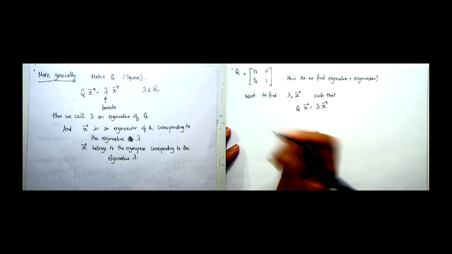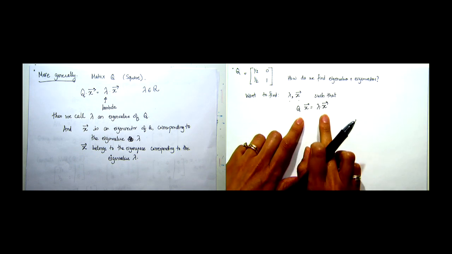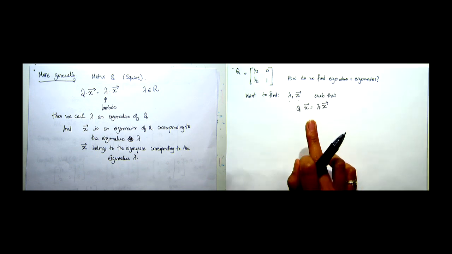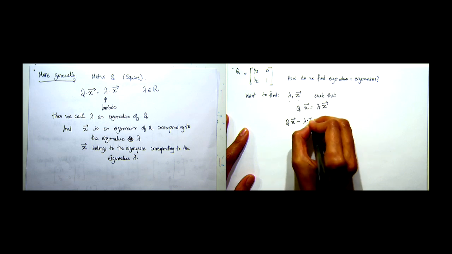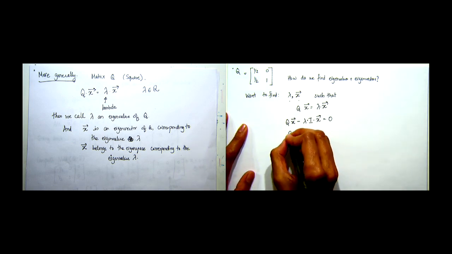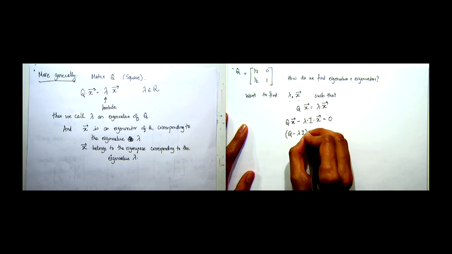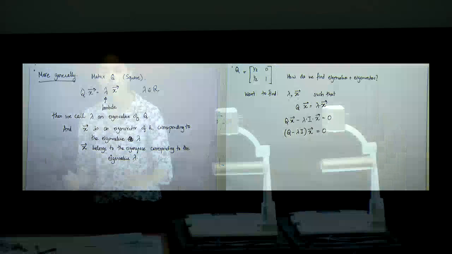So now what we can do is look at this and do the same trick that we did last time, right? We said, okay, there's x on both sides of this. We don't like that. So let's move the x's to the same side, and write this as q times x minus lambda times identity times x is equal to 0. This is the same as writing (q minus lambda I) times x is equal to 0. Right? So now, do we have this in the format of a system of linear equations that we can use Gaussian elimination to solve? Kind of, but not really, right?